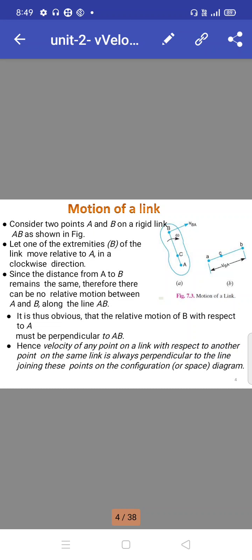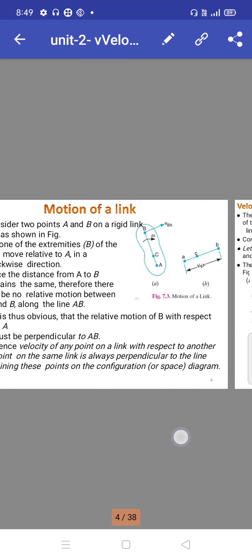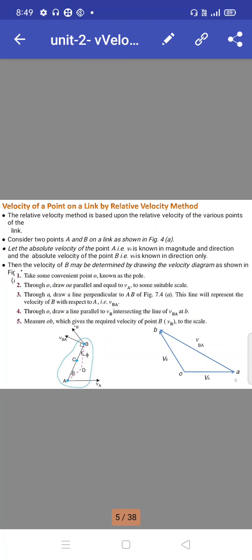Hence, the velocity of any point on a link with respect to another point on the same link is always perpendicular to the line joining these points in the configuration or space diagram. So, velocity of a point on a link by relative velocity method. The relative velocity method is based upon the relative velocity of the various points of the link.